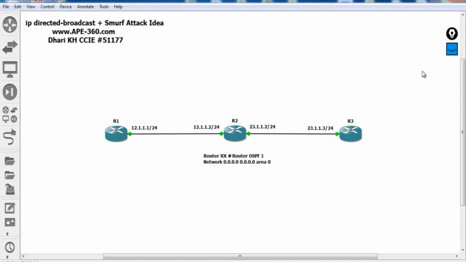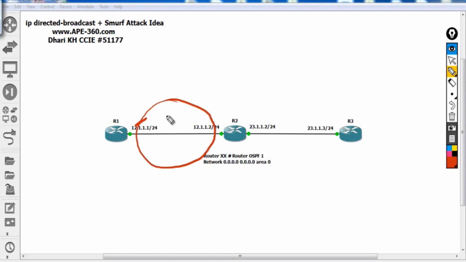By default, routers 1, 2 and 3 have OSPF routing, general OSPF. Everybody can see each other. I have full connectivity here. The idea is, when router 3 sends a broadcast to this network, maybe your question now is, what broadcast are you talking about?